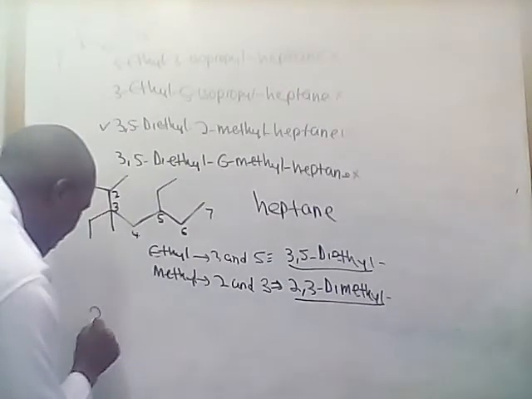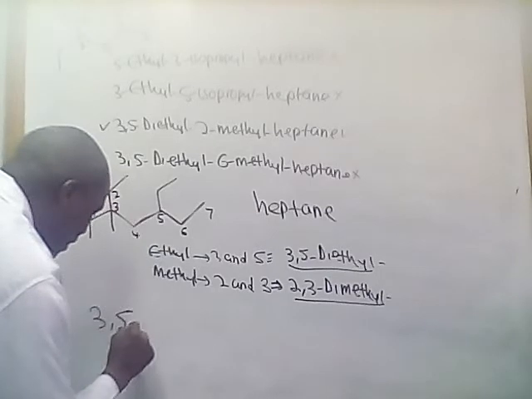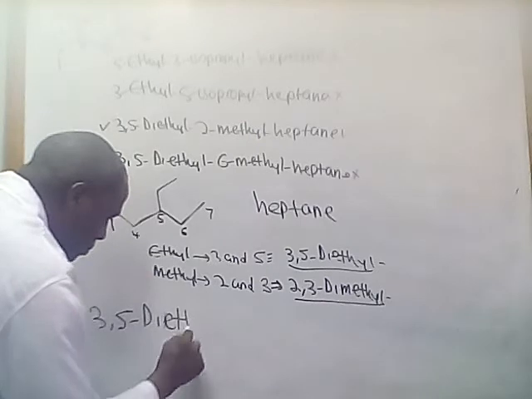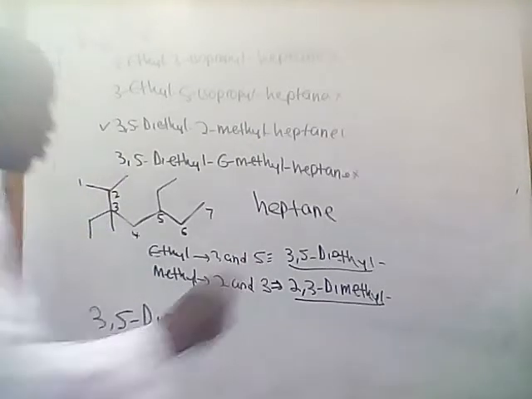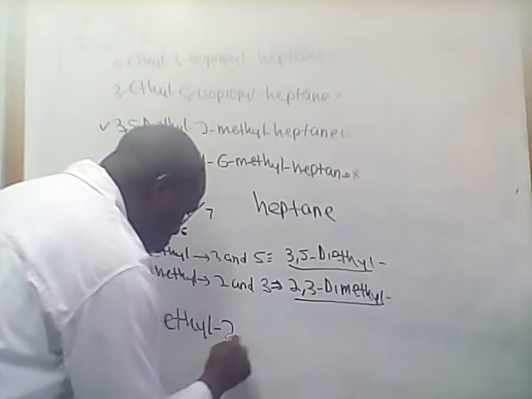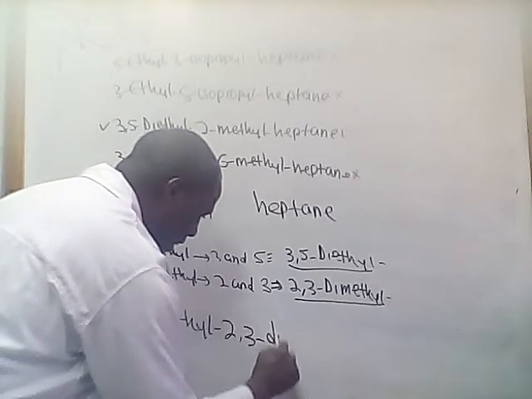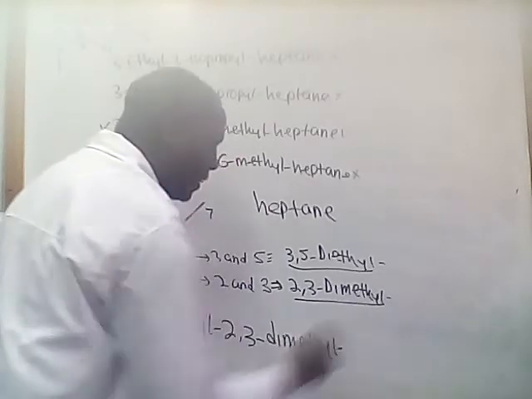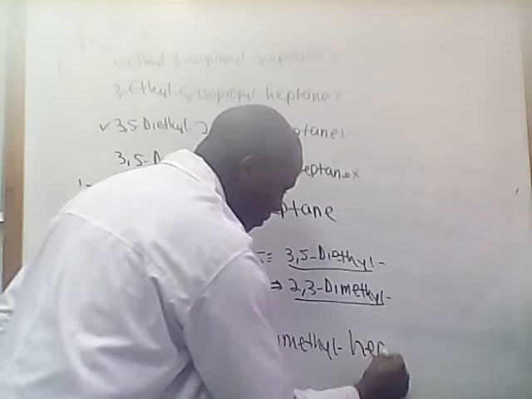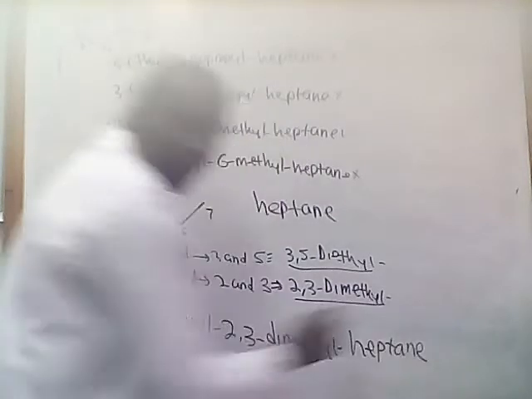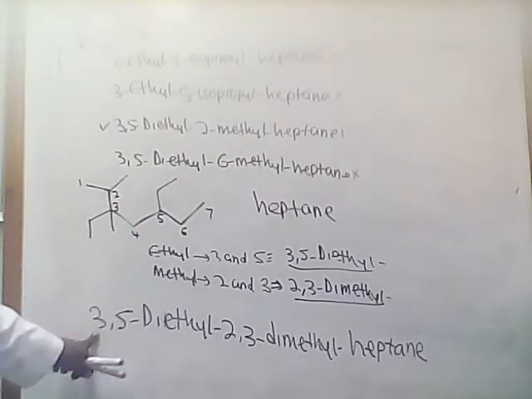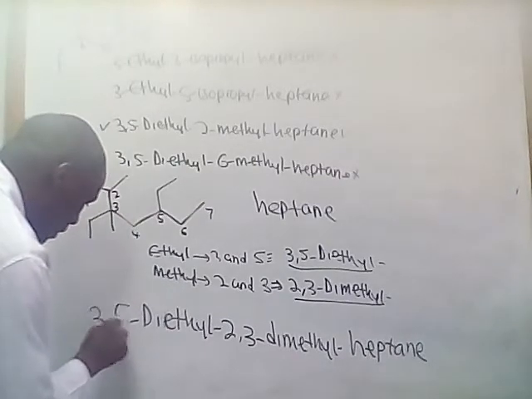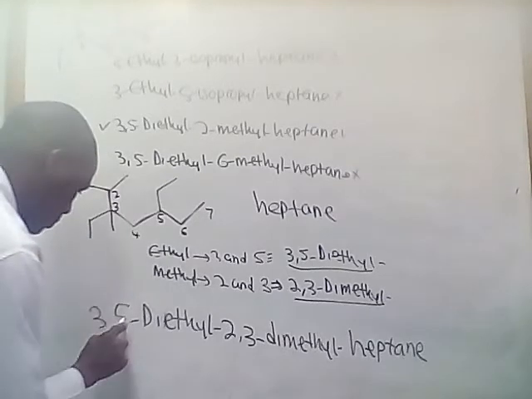And then we'll come up with the name. So I'm going to put 3,5 diethyl, and then I put a dash for the next substituent. So it will be 2,3 dimethyl, and then I put a dash, and then the parent chain is heptane. Alright? Have you seen that? 3,5. I don't know why this 5 is not looking correct. Yeah, like that, sorry. Okay.